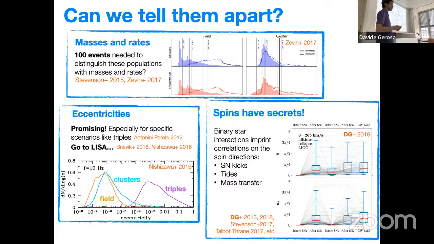So to zeroth order, you expect binaries that are born in the field to be with spins more or less aligned, while binaries that have met by a dynamical interaction to be with spins more misaligned. The picture here is a bit more complicated because supernova can tilt the spin, even if the system was born in a binary. So this is an actual prediction by my group from a few years ago.